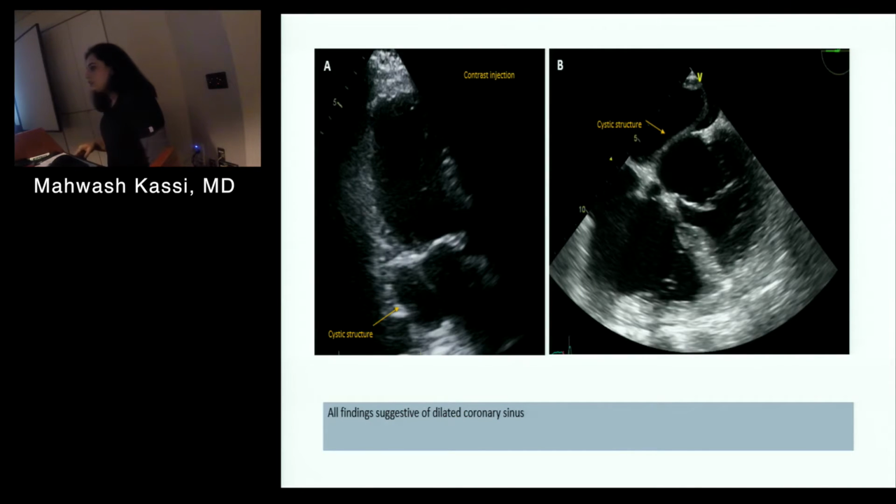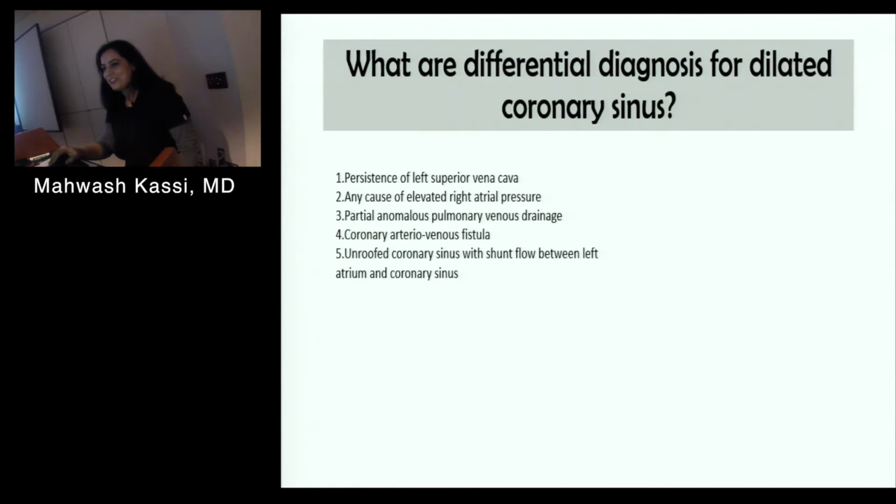So any takers? Josh mentioned one, that was the persistent SVC. Any other differential diagnosis for dilated coronary sinus? Anomalous pulmonary vein return. Yeah, that's one. Coronary arteriovenous fistula with the coronary. Yep, that's a third one. High right atrial pressure. Yep, the most common. Did you know this case? I'm gonna study for endoboard. So I guess, Jeff, you nailed it.